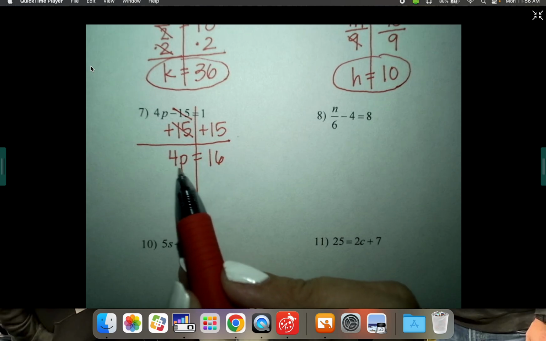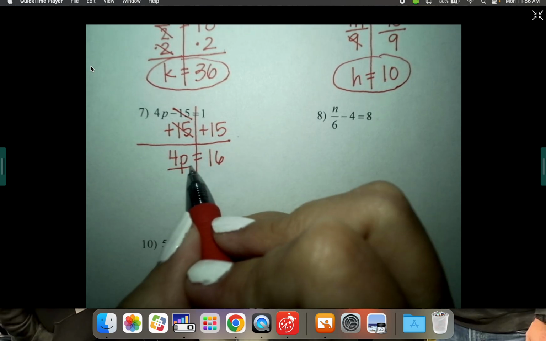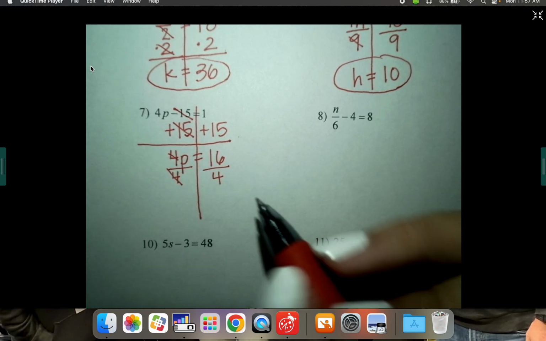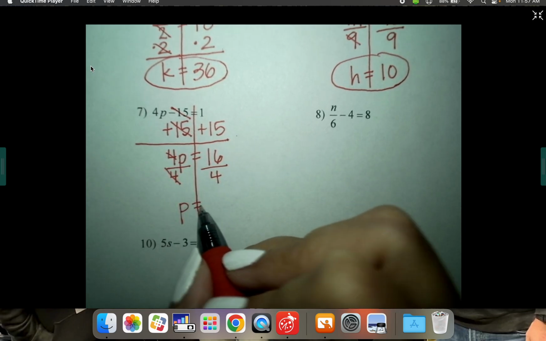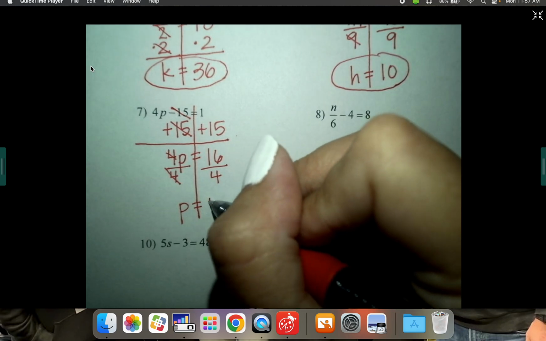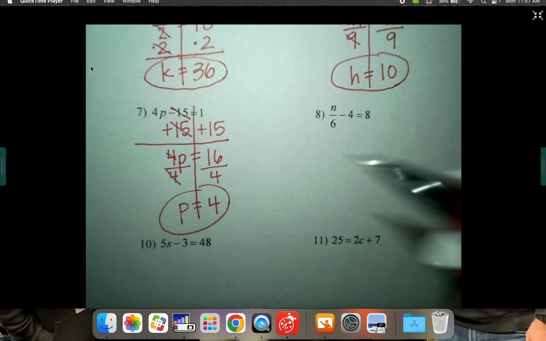4 is being multiplied by p, so we are going to divide by that 4 on both sides to get it to cancel and leave p by itself. 16 divided by 4 is 4. Check with your calculator always.